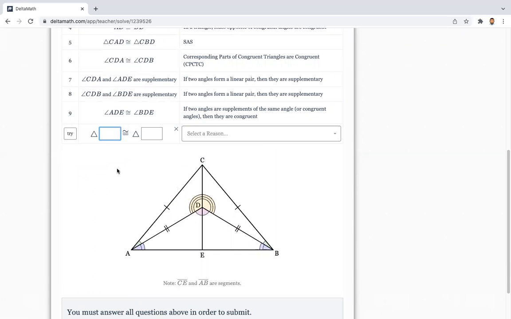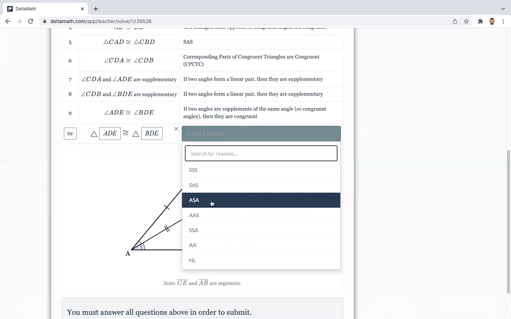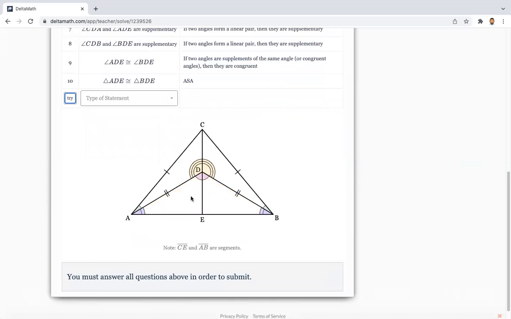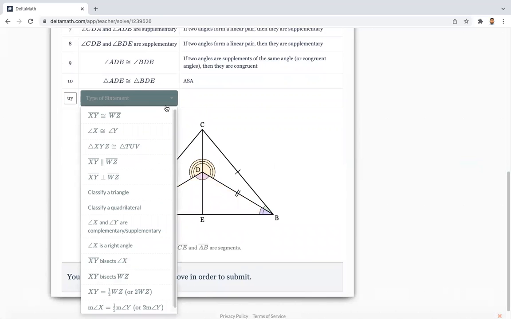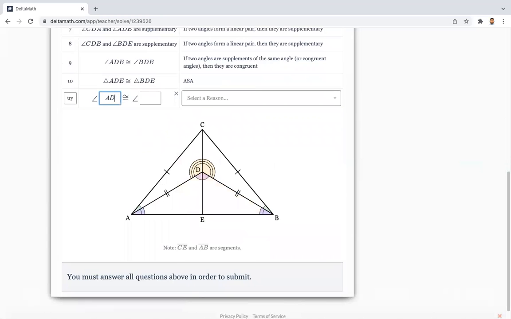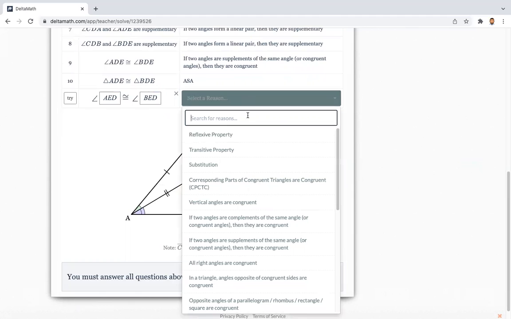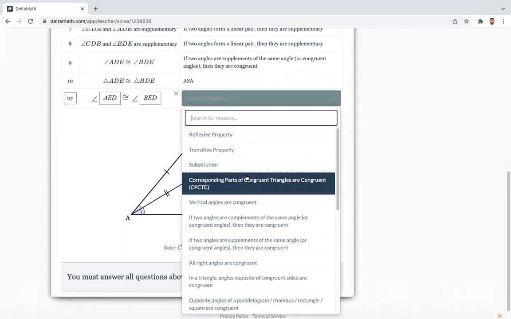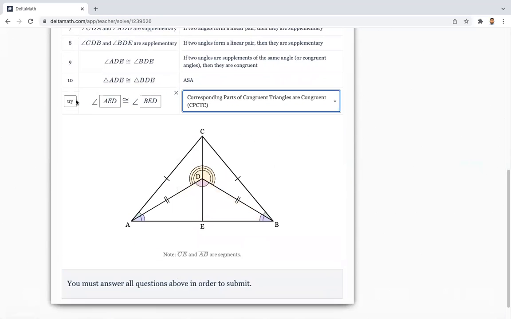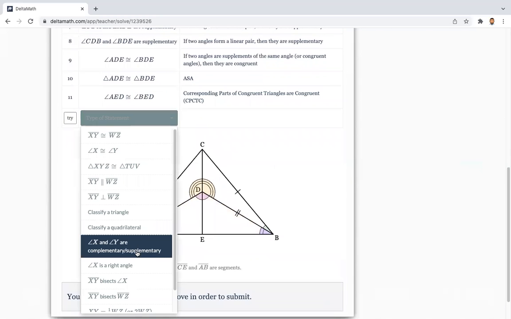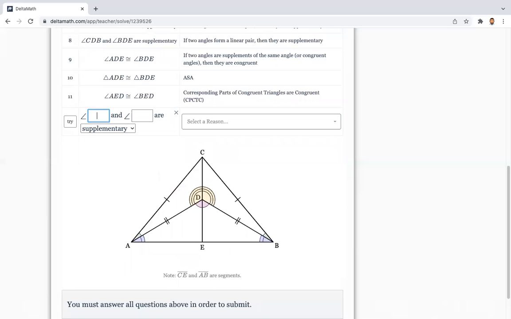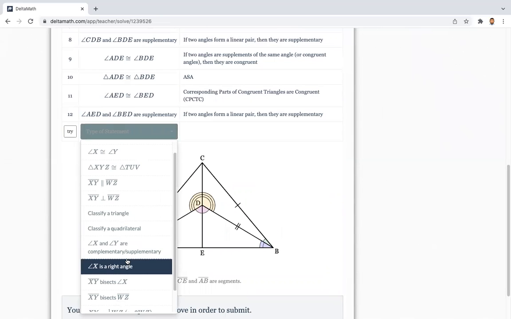So now we're basically back where we were a moment ago. BDE, same exact diagram. What is that? Angle side angle. Okay, if those are congruent, my two angle E's must be congruent. So I'm going to say AED is congruent to BED, and we will say, what is my reason here? CPCTC. I also know that they are supplementary, so I know AED and BED are supplementary because they form a linear pair.